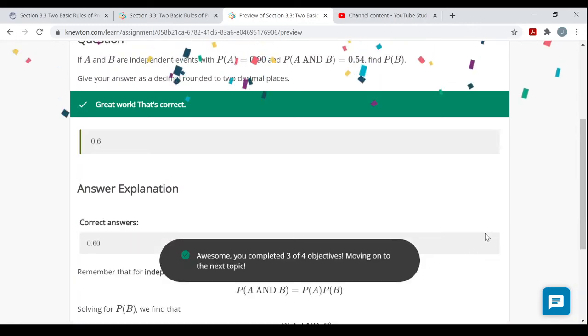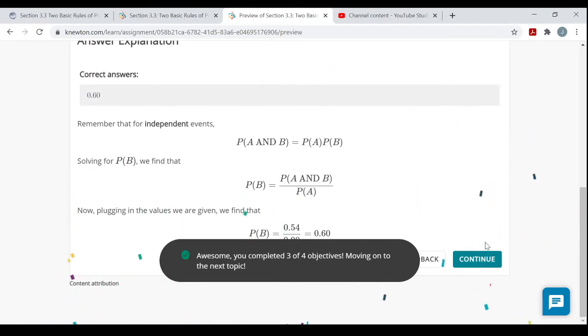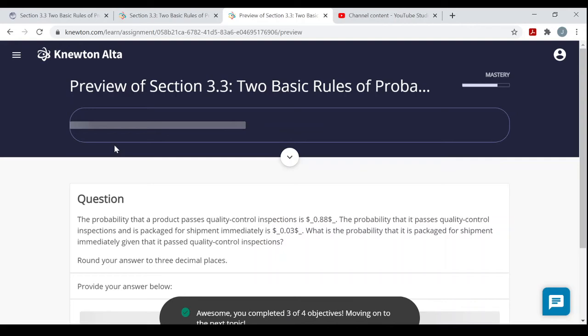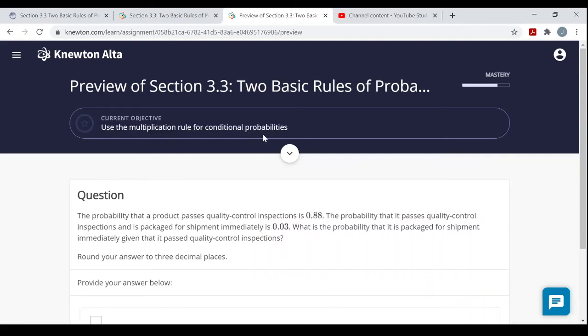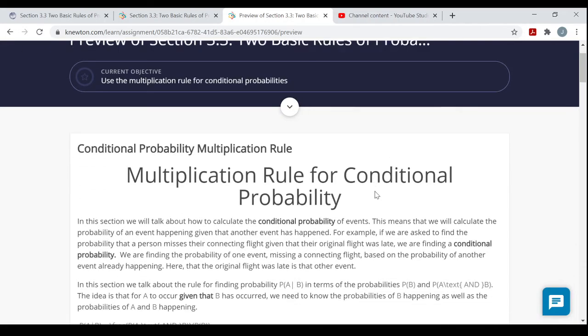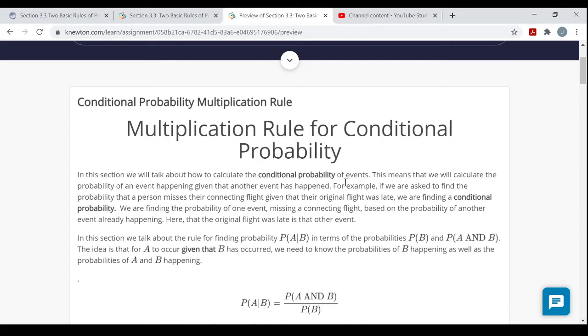Wonderful. All right, now there's one last objective that involves conditional probabilities. I've mentioned conditional probability earlier. So it's use the multiplication rule for conditional probabilities. I'm going to show you the instruction on this. In this section, we'll talk about how to calculate the conditional probability of events. Remember, that's the probability of one event given that another event has occurred.